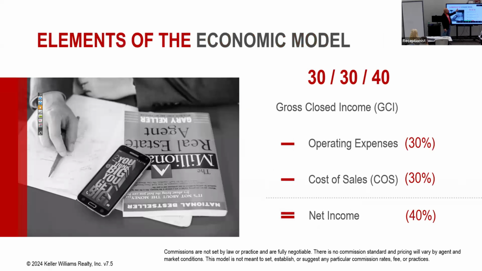So we're going to talk about the elements of the economic model. The 30, 30, 40. If you don't do anything else, write down 30, 30, 40. This is a great guideline. Your gross commission income, your GCI, we also call that your fees now, your gross fees that you've earned. What we should be looking at is dividing those up: 30% towards operating expenses, 30% towards cost of sale, and 40% towards net income.